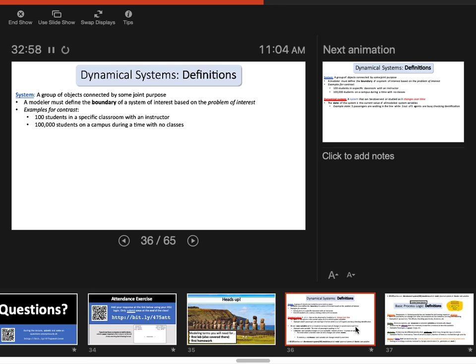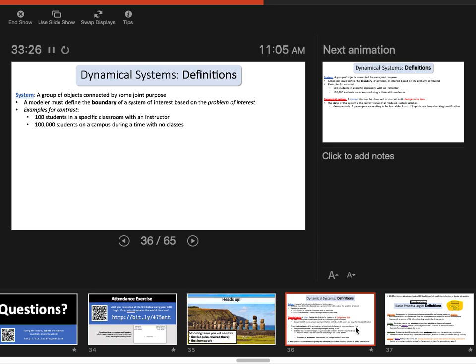So examples for contrast: 100 students in a classroom. This classroom could be a system that I'm modeling where maybe I'm the limited resource and you're the entities waiting on me. Or 100,000 students on a campus, maybe when there's no classes. So maybe at that point, we're not actually modeling anything to do with the instructors, but we're modeling how the students make use of the spatial resources. So a very different scale.